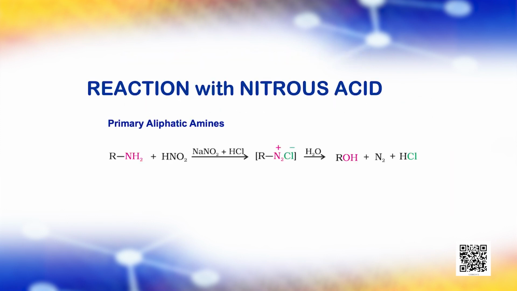The 3 classes of amines react differently with nitrous acid, which is prepared in situ from a mineral acid and sodium nitrite. Primary aliphatic amines react with nitrous acid to form aliphatic diazonium salts, which being unstable liberate nitrogen gas quantitatively, and alcohols. Quantitative evolution of nitrogen is used in the estimation of amino acids and proteins.